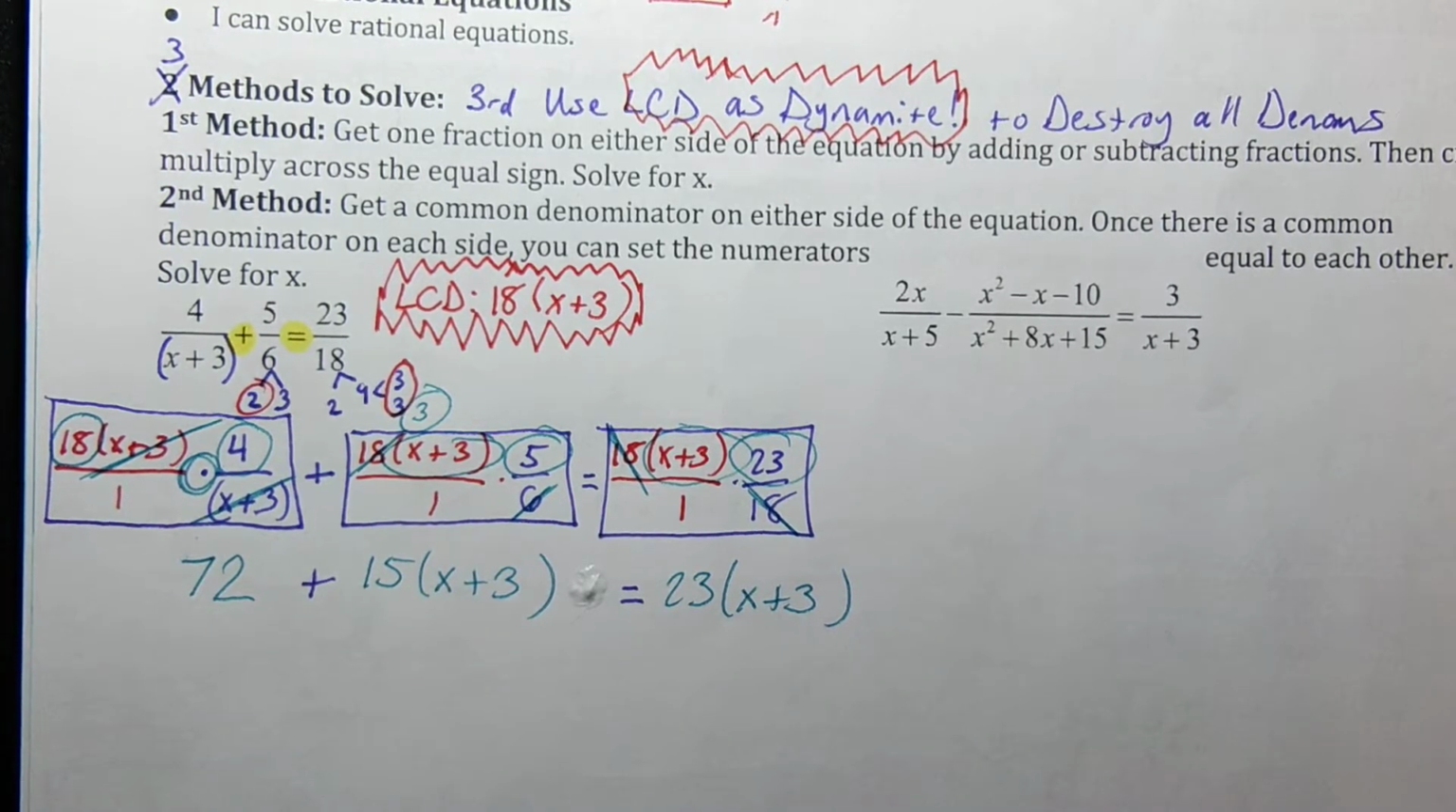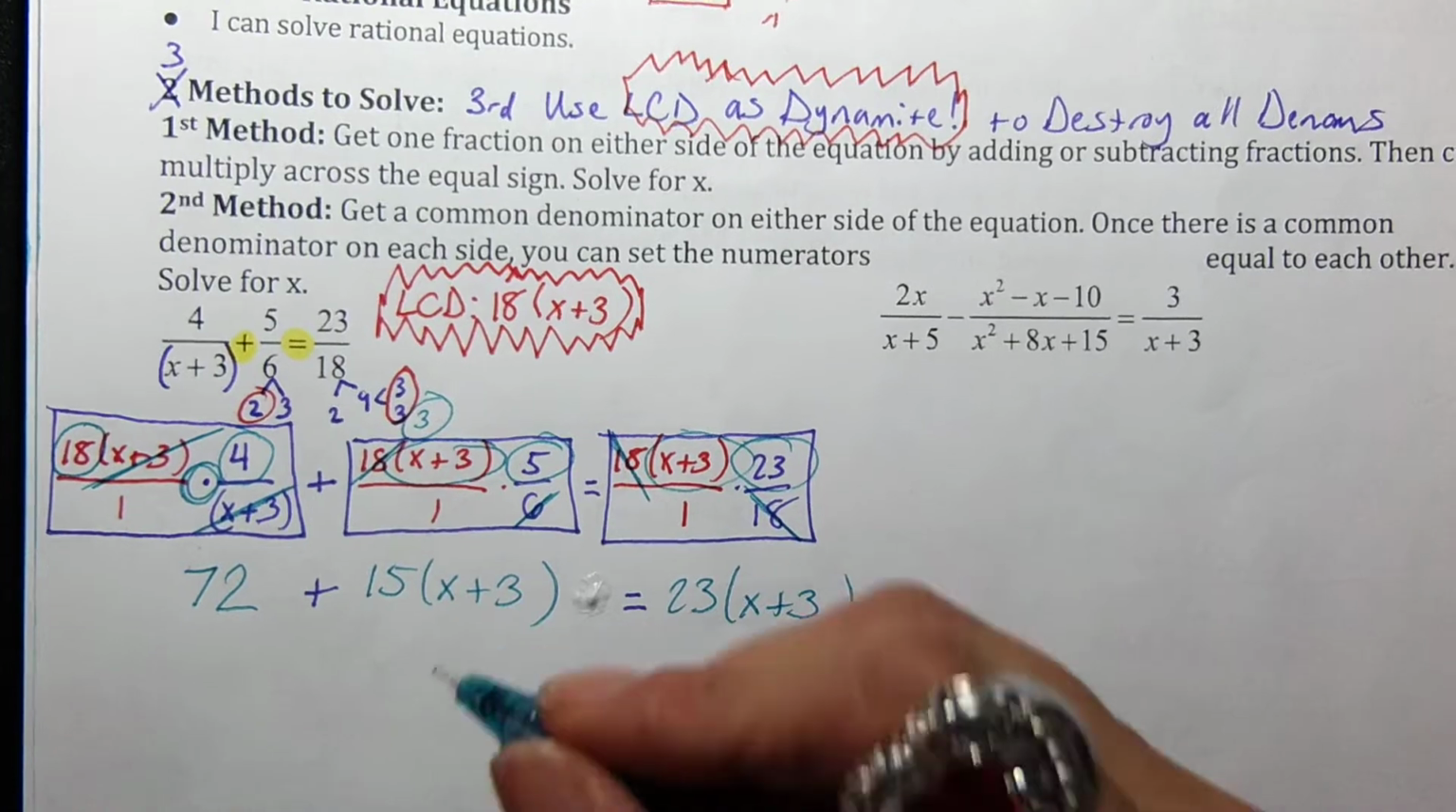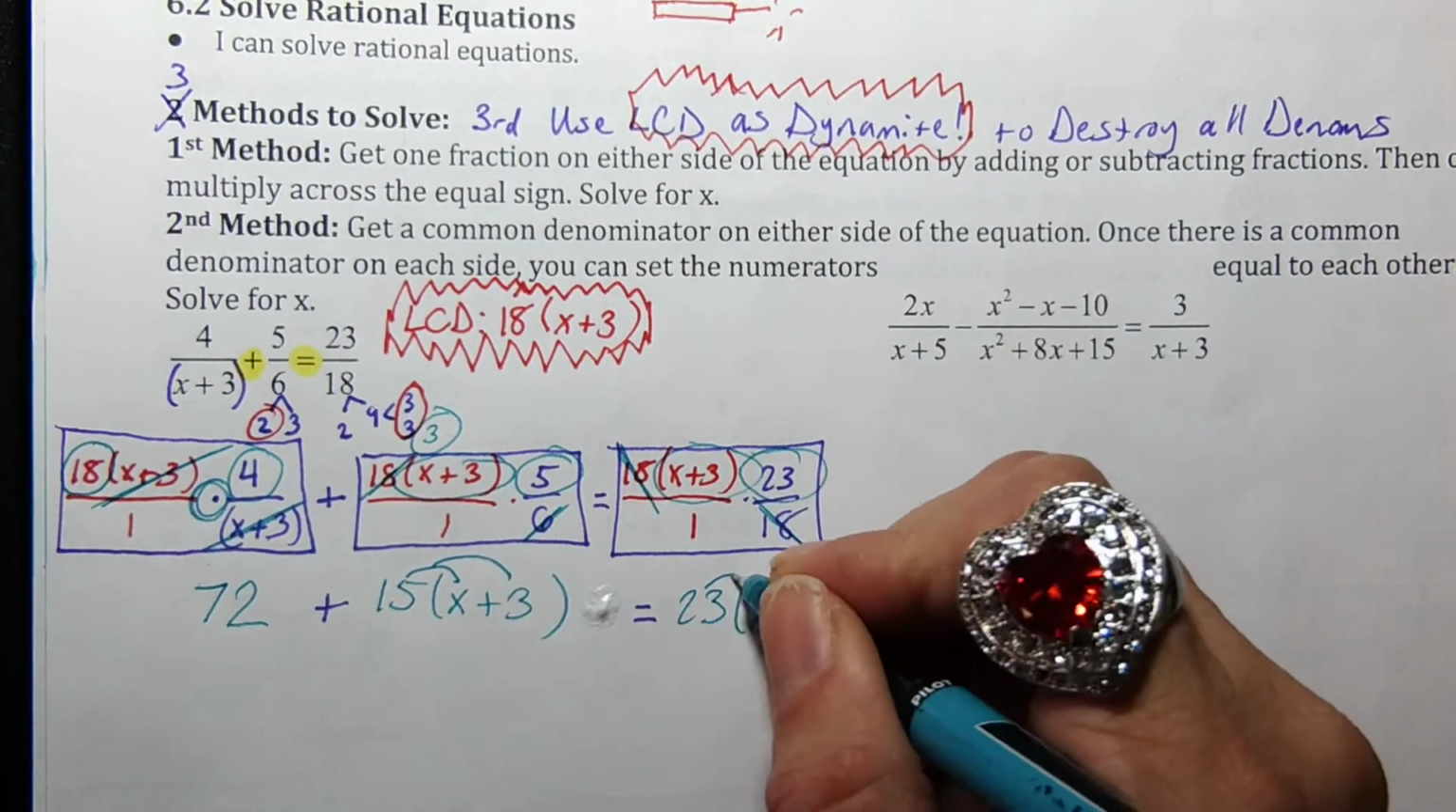So folks, take a look at the magic that just happened. Do we have any more fractions? No. And suddenly this has turned into, although there are big numbers, a fairly simple Algebra 1 equation. So what is your gut telling you we should do next? Distribute.